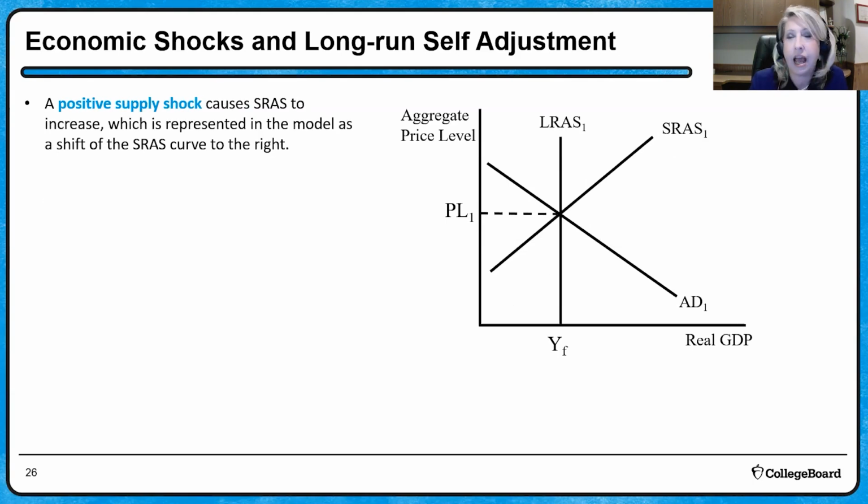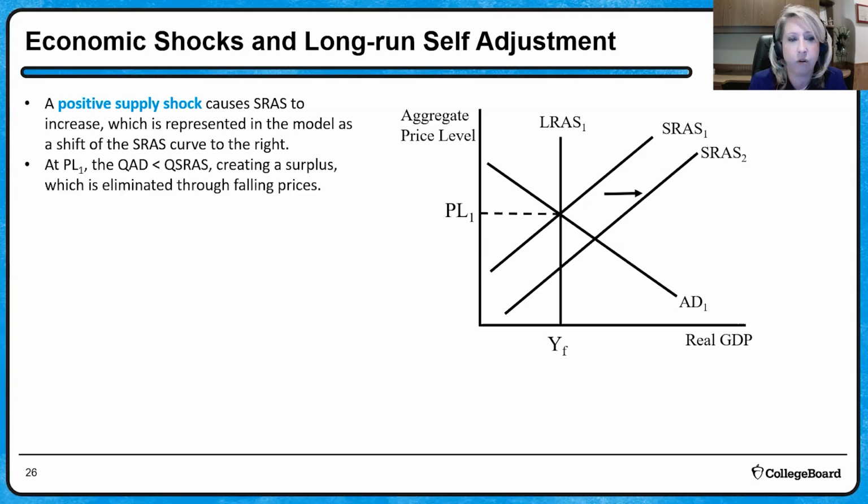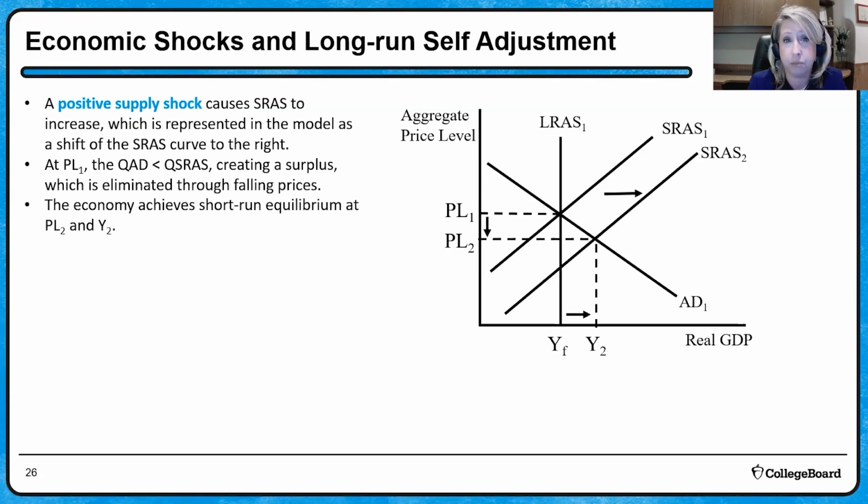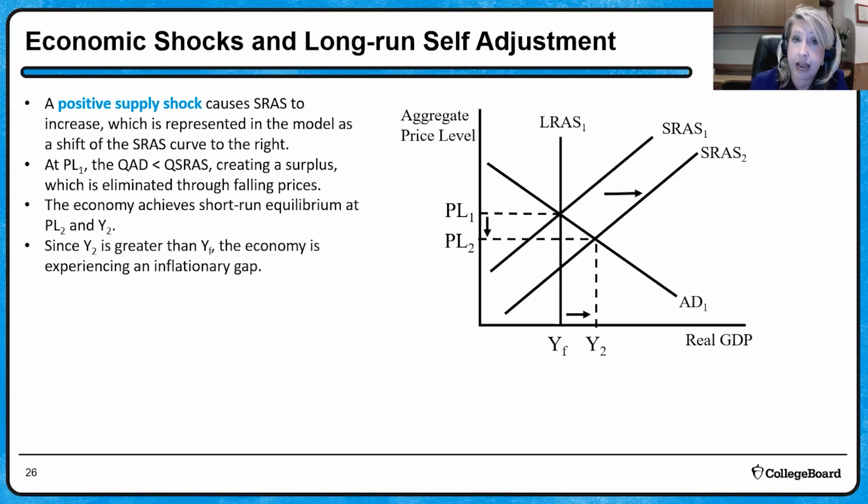Now let's take a look at two things that can happen in response to a positive supply shock. I bet you're going to anticipate correctly, that's going to increase short run aggregate supply at our original equilibrium price level. Now we have a surplus. That surplus is going to be eliminated through falling prices. We end up at our short run equilibrium at PL2 and Y2. We're in an inflationary gap because Y2 is greater than YF.